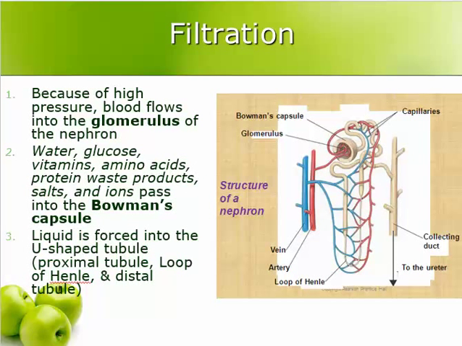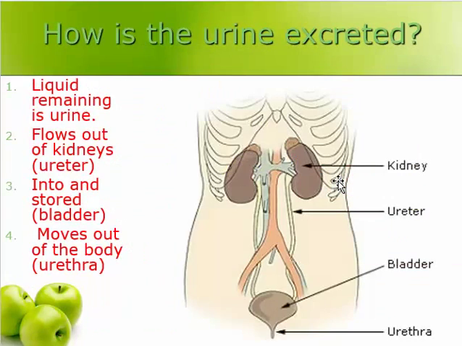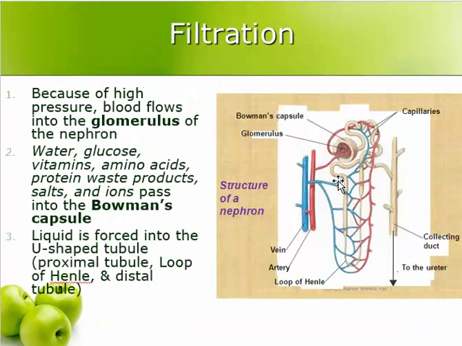So with filtration, because of high pressure, and we're talking about the blood pressure, blood flows into the glomerulus of the nephron. And if you didn't catch them, it's the water, glucose, vitamins, amino acids, protein waste products, salts, and ions that pass into the Bowman's capsule. Now protein waste products, so that could be protein plasmas, I think is what it's called. Now the liquid that's forced into the U-shaped tubule, so at the top would be the proximal tubule, down would be the loop of Henle, and then towards the end obviously is distal. Proximal means close to, and distal means away from.